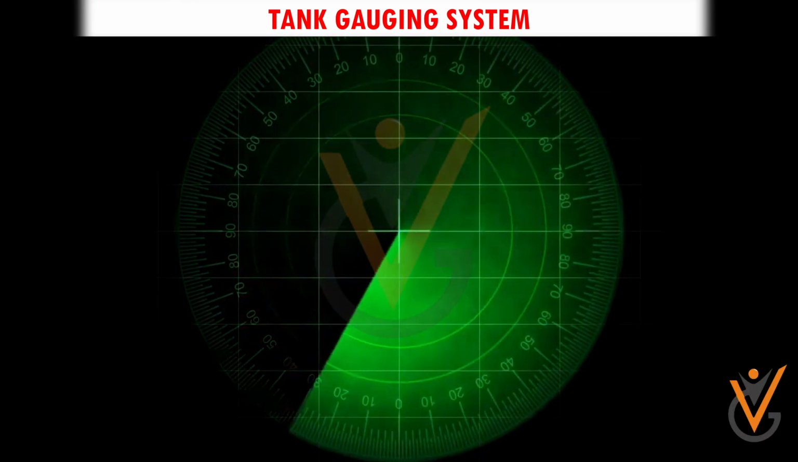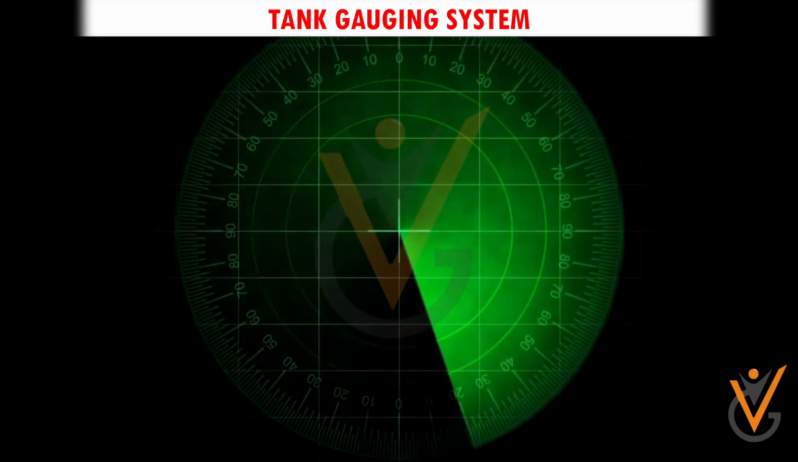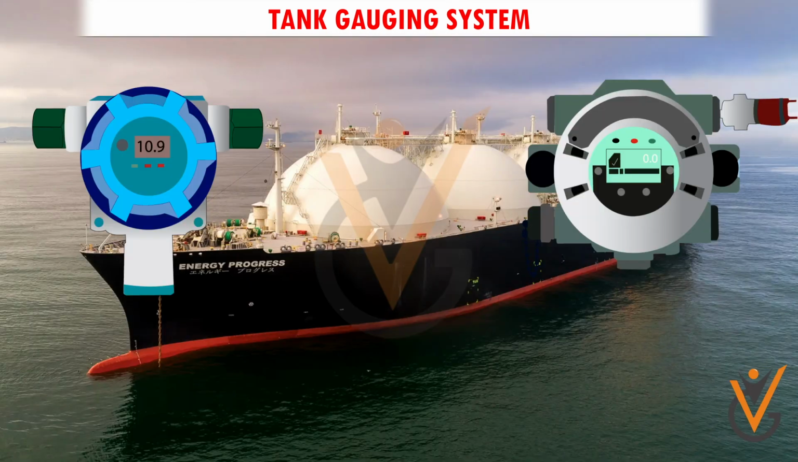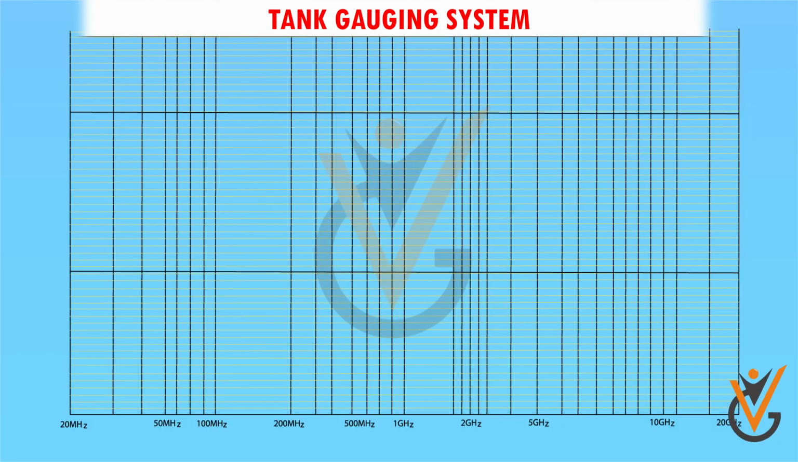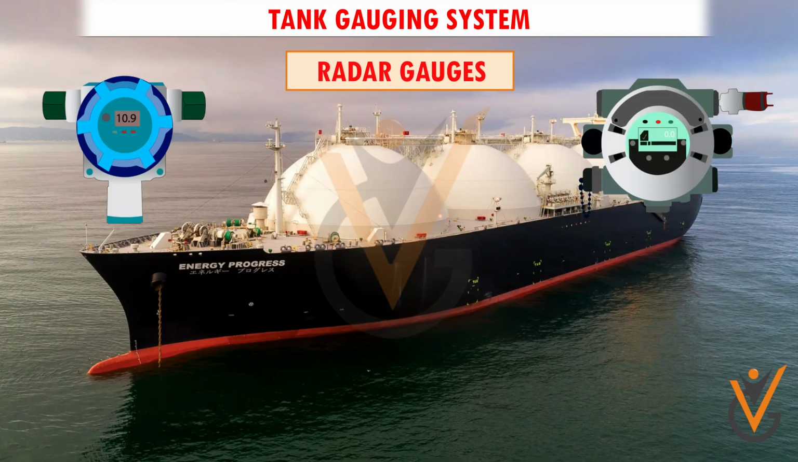As the name suggests, this device works under the principle of radar. Radar-type liquid-level gauges have been specifically developed for LNG tankers. Radar gauges work under very high frequencies of about 11 GHz. Thus, you have learned about radar gauges.